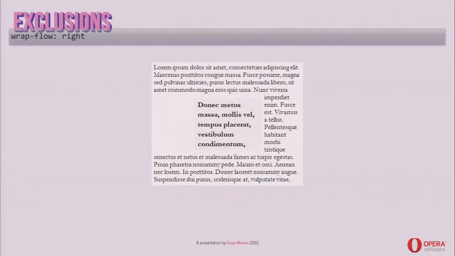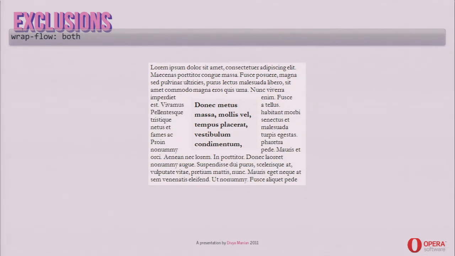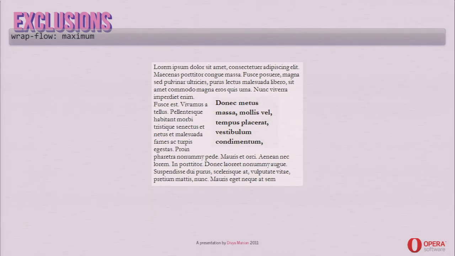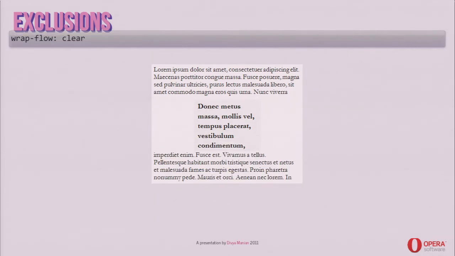But if you use wrap-flow right, the inline text starts wrapping the absolutely positioned element, and because you say wrap-flow right, it only wraps on the right side. If you say wrap-flow left, it'll wrap only on the left. There's also wrap-flow both, which means it'll wrap on both sides. There's also a value called maximum, which means it'll wrap on the side that has the maximum space available for wrapping. And then you can also do wrap-flow clear, which means it won't wrap on the sides, but just flow above and below it.